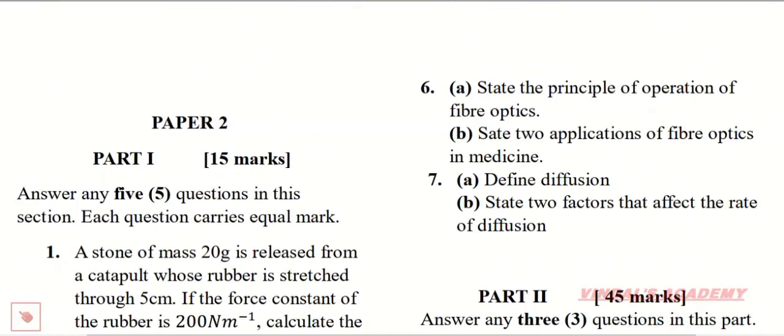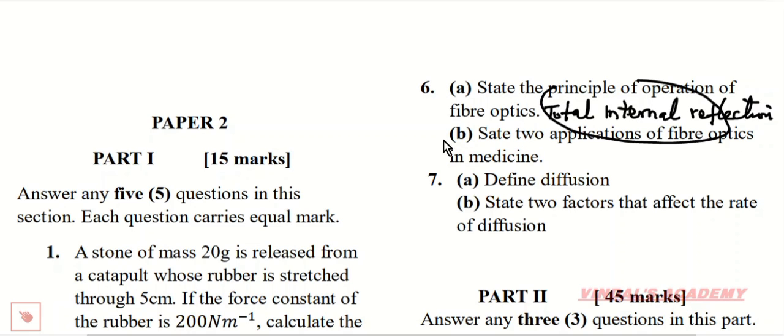All right, let's solve number 6. Number 6 says, state the principle of operation of optic fiber. Of course, that is total internal reflection. Total internal reflection is the answer. You can study this principle called optic fiber in terms of critical angle. The principle of operation is based on total internal reflection. I will explain each of these topics in different videos.